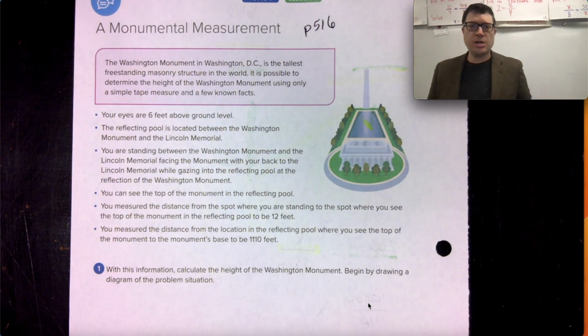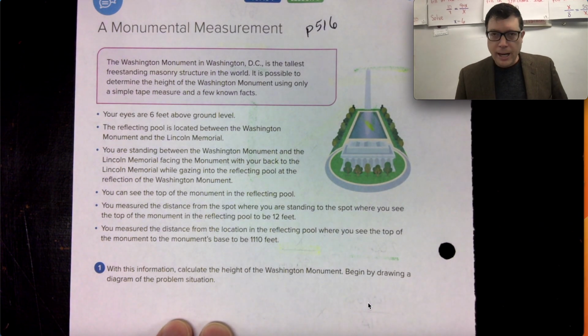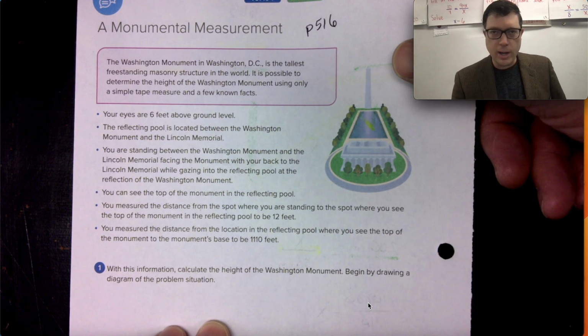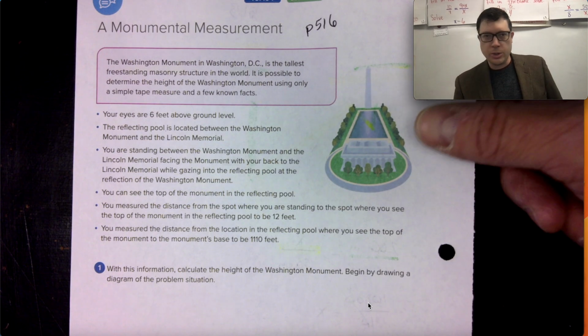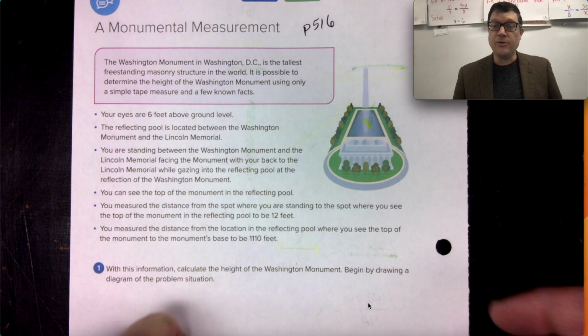516. This is Talk the Talk. We're ending our conversation on Lesson 5, which was all about using indirect measurement to determine how high or how far away some things are that we just couldn't measure directly, but we can use similar triangles to do that. We're talking Washington Monument in Washington, D.C. If you've never been, go.